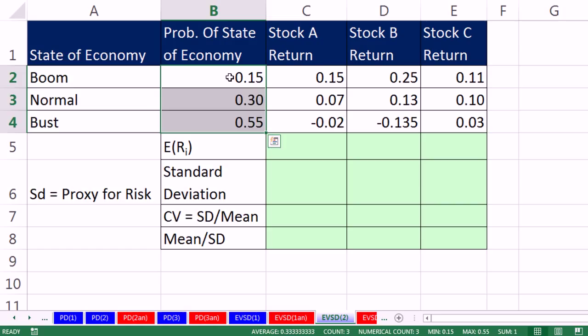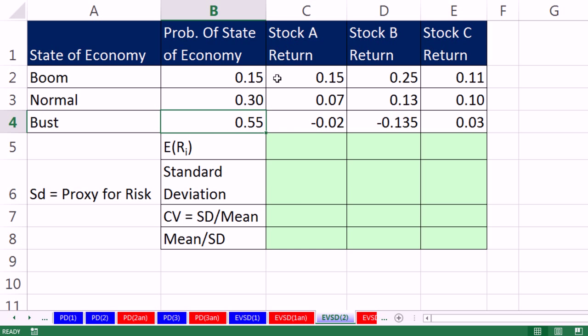Now these probabilities, some economists estimated the probability of the state of the economy. The chance that there's a boom is 0.15. The chance that it will be normal is 0.3. And the chance that we're going to have a bust economy is 0.55. So it looks like people are pretty gloomy about the future. Now these are subjectively created, but that's what we're going to use.